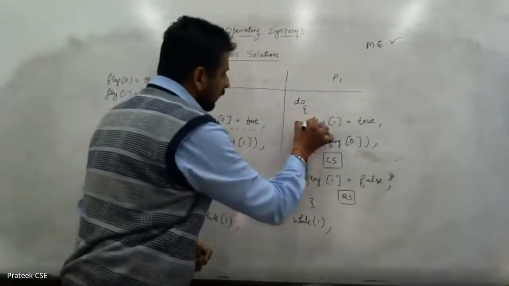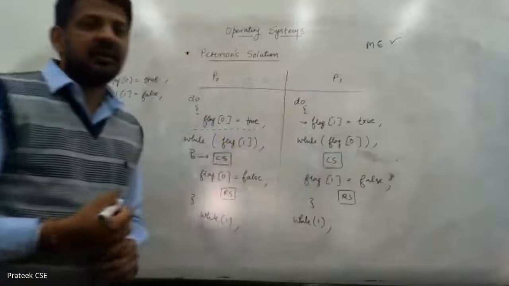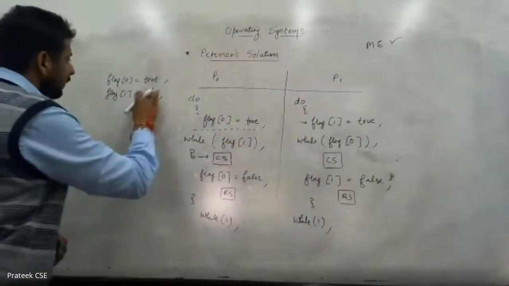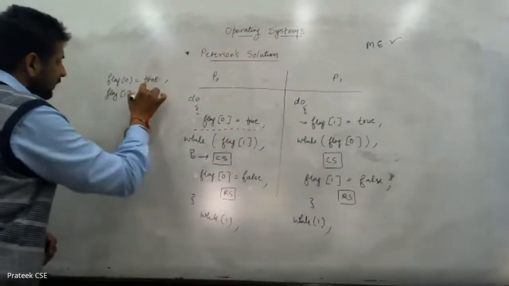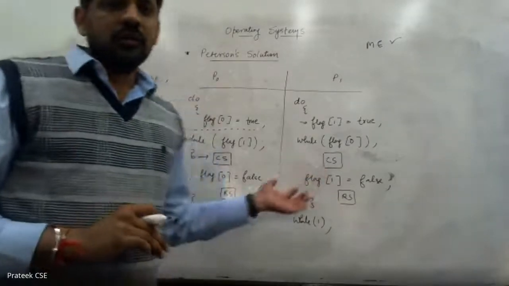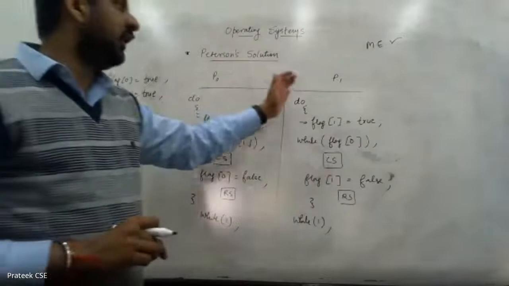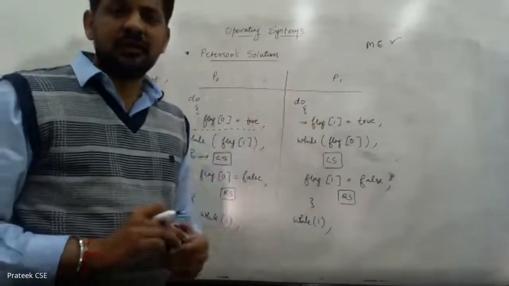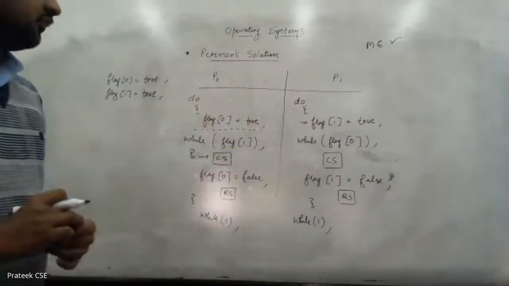Now here you can see P1 भी क्रिटिकल सेक्शन में जाने के लिए इंटरेस्टेड है, now P1 will set this flag of 1 equals to true also. So now both the processes P0 and P1 are interested to enter the critical section. So now you will see what will happen.